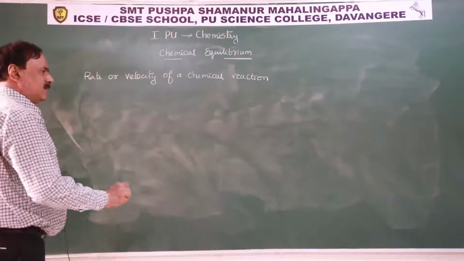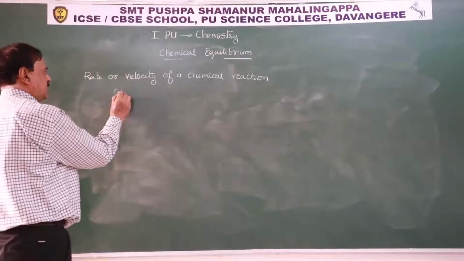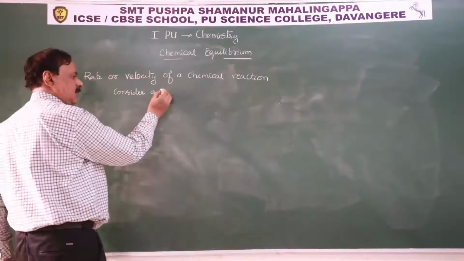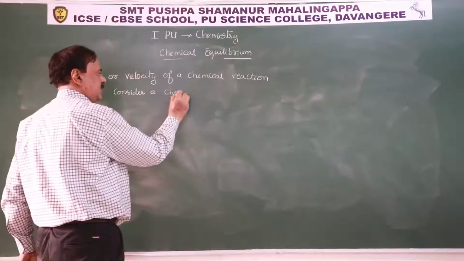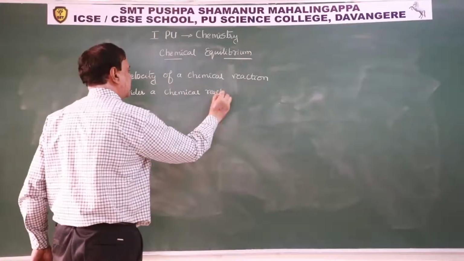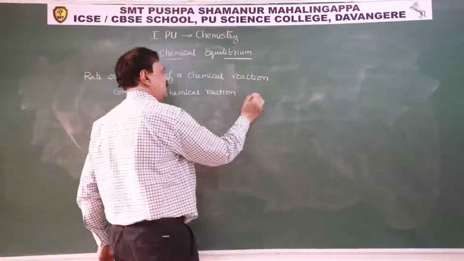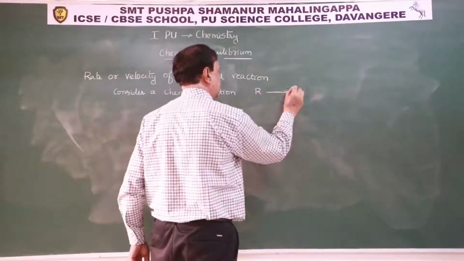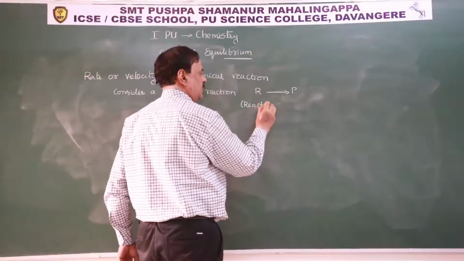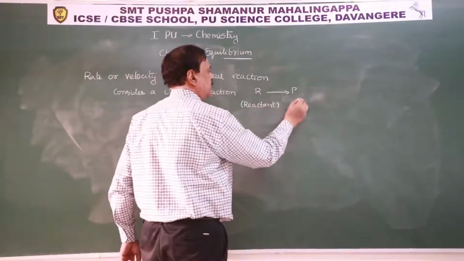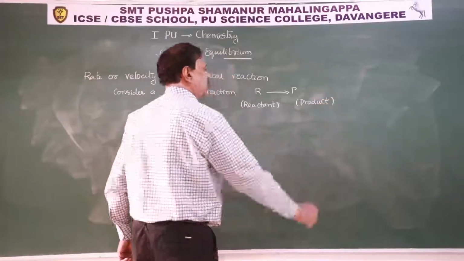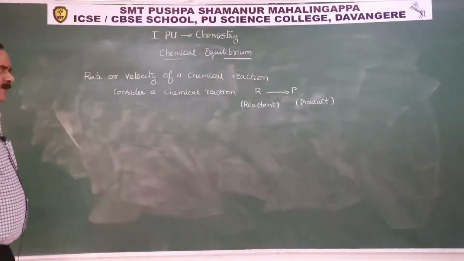Now consider a chemical reaction. Suppose R gives rise to product P. R means the reactant, and P means the product. So the reactant R reacts to give the product.